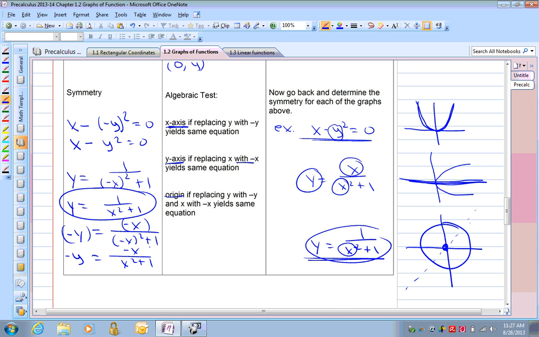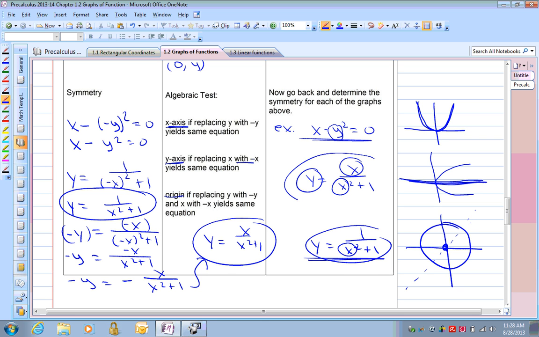This makes my fraction on the right side negative. I'm going to extract that negative out in front of my fraction. So I'm going to make this negative y equals a negative fraction, x over x squared plus 1. Now, if I multiply both sides by negative 1, I would end up with y equals positive x over x squared plus 1, which brings me back to where I started. Those two would be equivalent, and so we would have origin symmetry in that case.